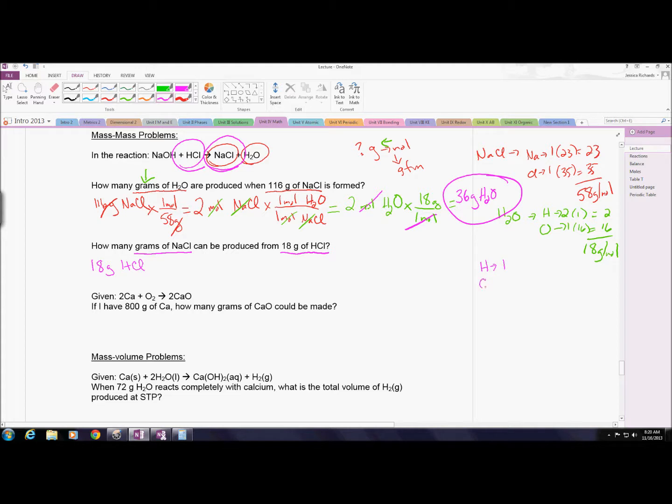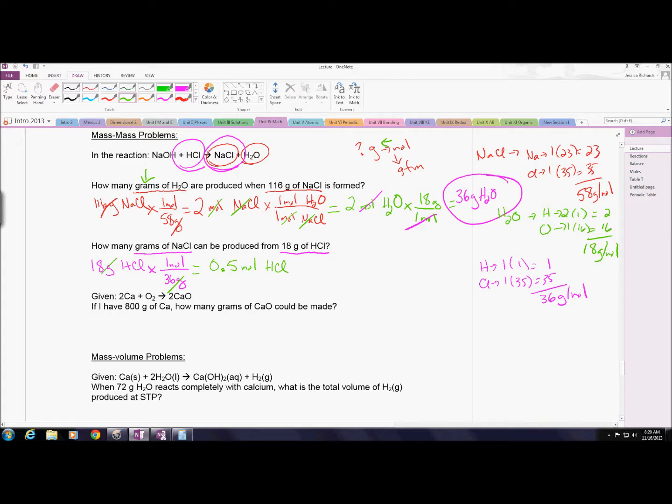There's 1 hydrogen and 1 chlorine. Each hydrogen has a mass of 1. Each chlorine has a mass of 35, which gives me a total formula mass of 36 grams per mole. So I'm going to multiply this by every 1 mole having a mass of 36 grams. The grams cancel. 18 divided by 36 is 0.5 moles of HCl.